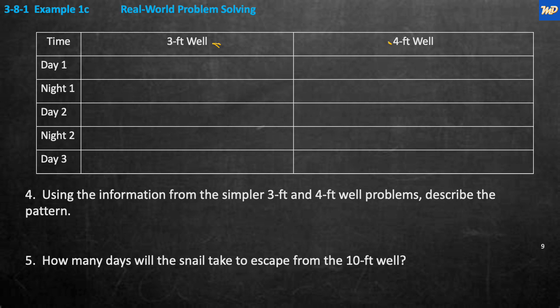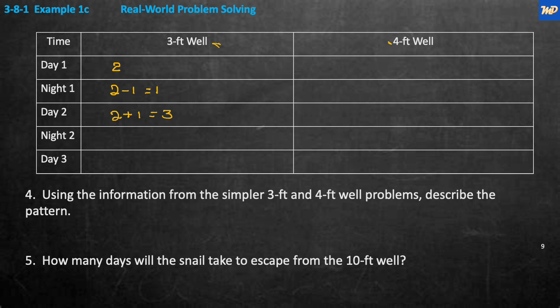So on the first day, we have a day one, a night one, a day two. On the first day, we're up two. At the end of the first day, we're up two. Then at the end of the first night, 2 minus 1 equals 1, we're back at 1. We're starting at 1 now. On day 2, we go up 2, so it's 2 plus the 1 that we already had, which is equal to 3.